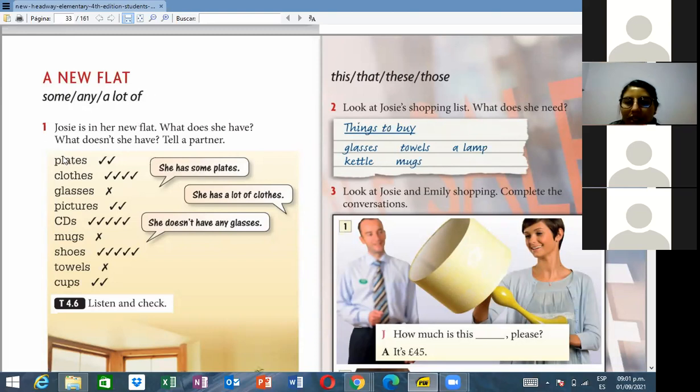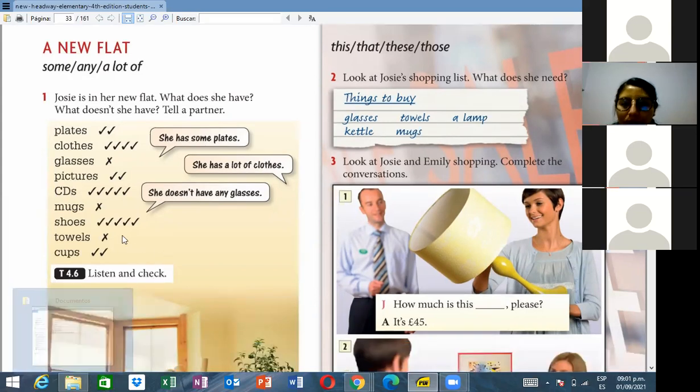Okay, don't forget. So let's continue with the next exercise. Josie is in her new flat. What does she have is the question. And what doesn't she have? Tell a partner. Here you have a list, right? Please listen, and then you have to tell me the things that she has in her new flat. Okay, let's listen, please.